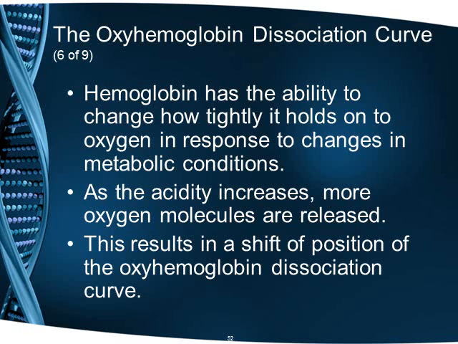So hemoglobin has the ability to change how tightly it holds on to oxygen in response to changes in metabolic conditions, okay? When metabolism is high, we produce more CO2, correct? Which makes us acidotic. Slightly acidotic. When our metabolism is slowed down, or we have other changes taking place in our body, we don't have as much CO2, which is going to make us alkalotic. This is going to affect the oxyhemoglobin dissociation curve. This is going to cause a shift on that curve. And this is what it's all about and what you need to understand.